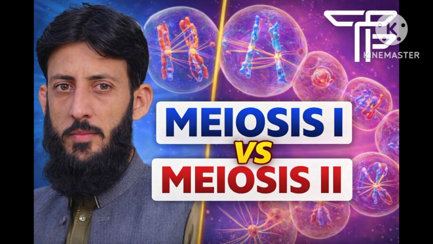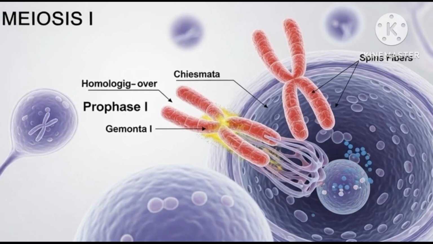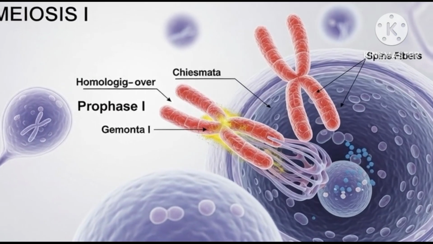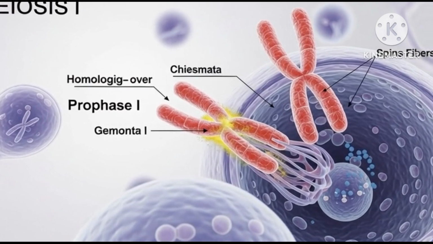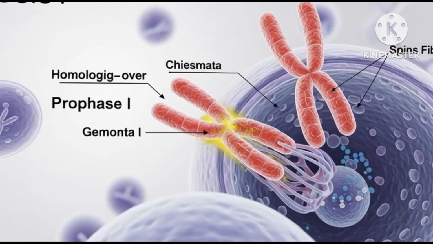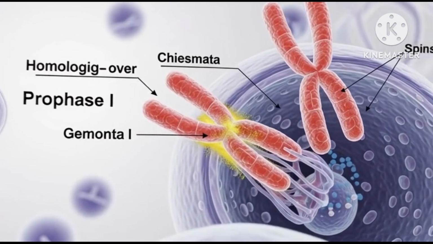Meiosis is a special type of cell division that produces haploid cells for sexual reproduction. It occurs in two main stages, Meiosis I and Meiosis II, each with a distinct role. The process begins with Meiosis I, also known as the reduction division.